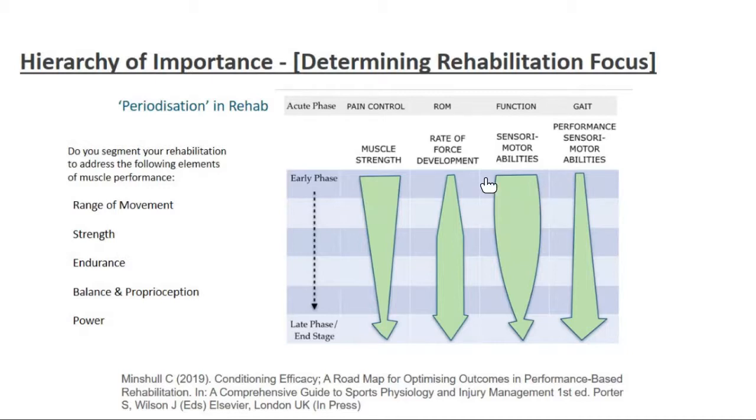Same thing here. We're going to spend a lot of time with balance and proprioception early on. Towards the end, we should already have this because we've already got the foundations of strength, of balance, and of range of movement. And then what we call the performance sensory motor abilities: these are balance, accuracy, things like coordination and agility. These come on much, much later. So we've got late stage components of fitness and early stage components of fitness.